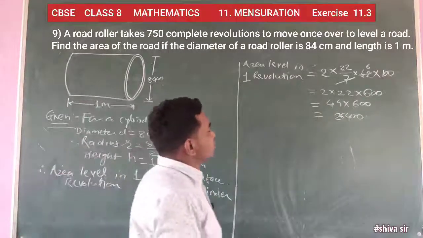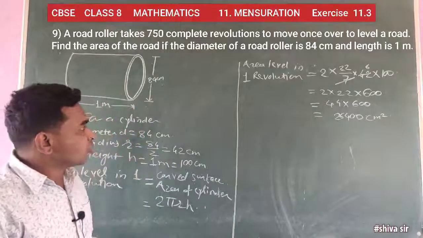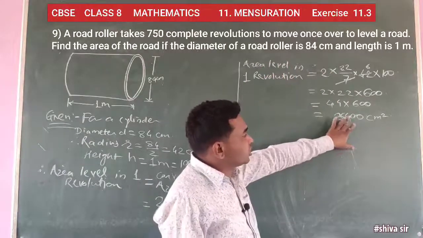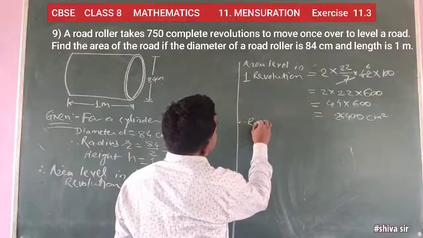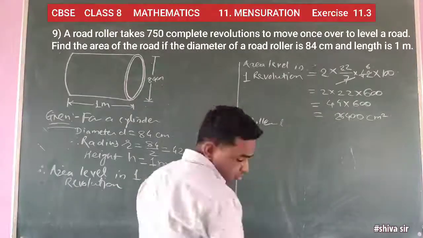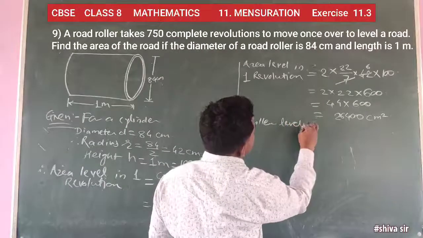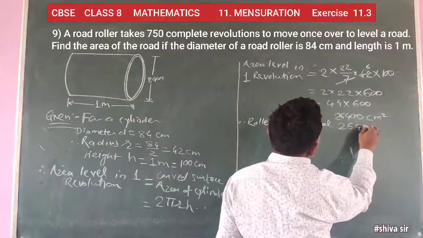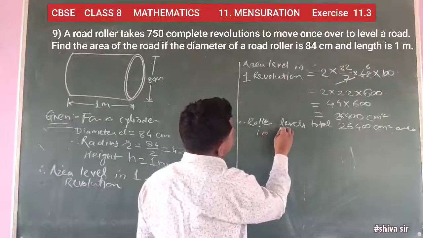That means 26,400 centimeter square. So this road roller levels a total area of 26,400 centimeter square in 1 revolution. So therefore the roller levels 26,400 centimeter square area in 1 revolution.